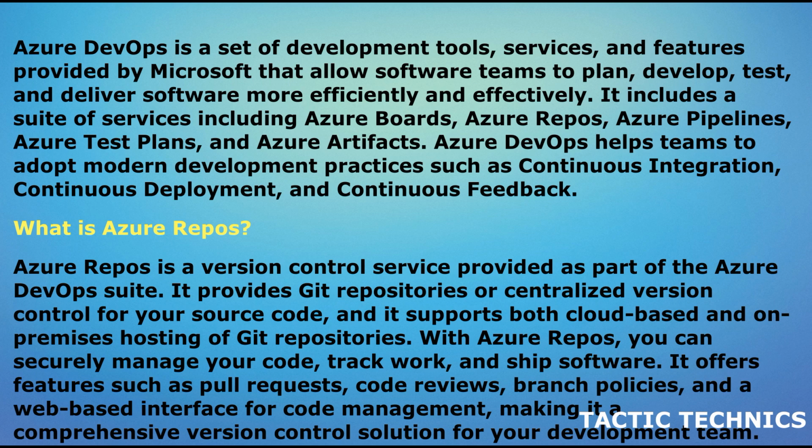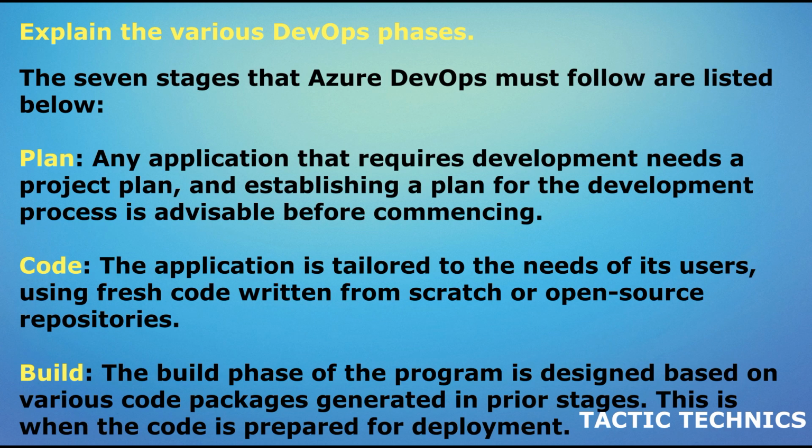What is Azure Repos? Azure Repos is a version control service provided as part of the Azure DevOps suite. It provides Git repositories or centralized version control for your source code, and it supports both cloud-based and on-premises hosting of Git repositories. With Azure Repos, you can securely manage your code, track work, and ship software. It offers features such as pull requests, code reviews, branch policies, and a web-based interface for code management, making it a comprehensive version control solution for your development team.